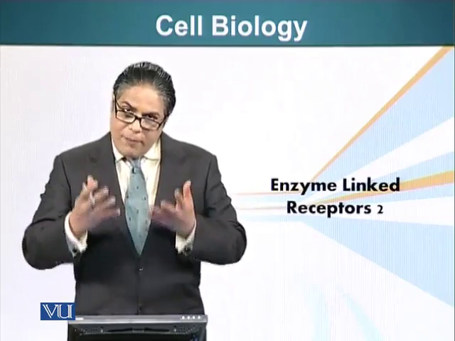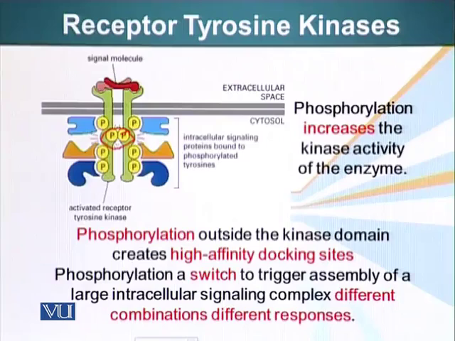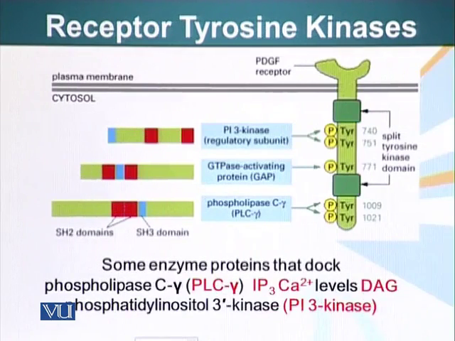And what happens with these phosphate domains? Let's see that. When these phosphate domains are generated by these enzymes, it creates basically docking sites where specific proteins, which are present in the cytoplasm, can bind. These phosphorylation sites outside the kinase domain are high affinity docking sites. This phosphorylation results in binding of other proteins that can interact with these domains.